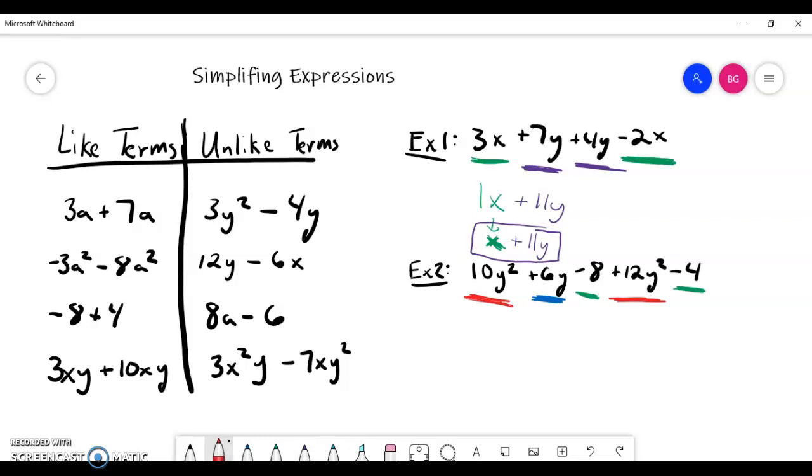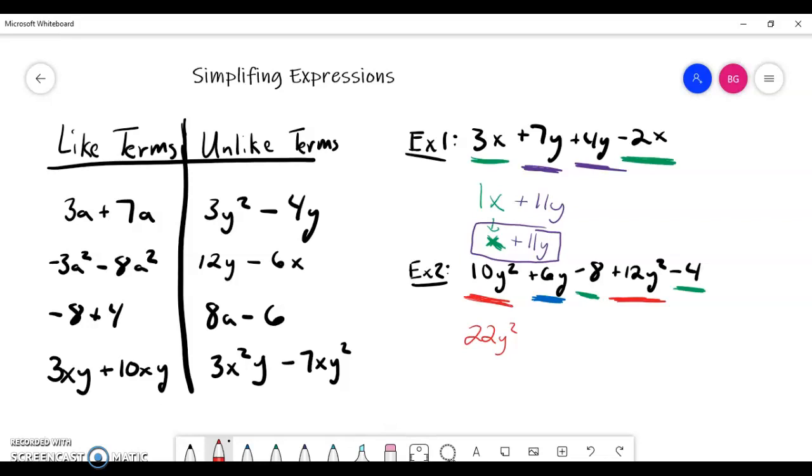Okay, so coming back together here, I got y squareds, that's my red. We already know those are like terms here. So I'm going to combine our like terms together by doing the operations they have. I have a positive 10 and a positive 12y squared. So 10 plus 12 is going to get me 22y squared. So now I have those done.